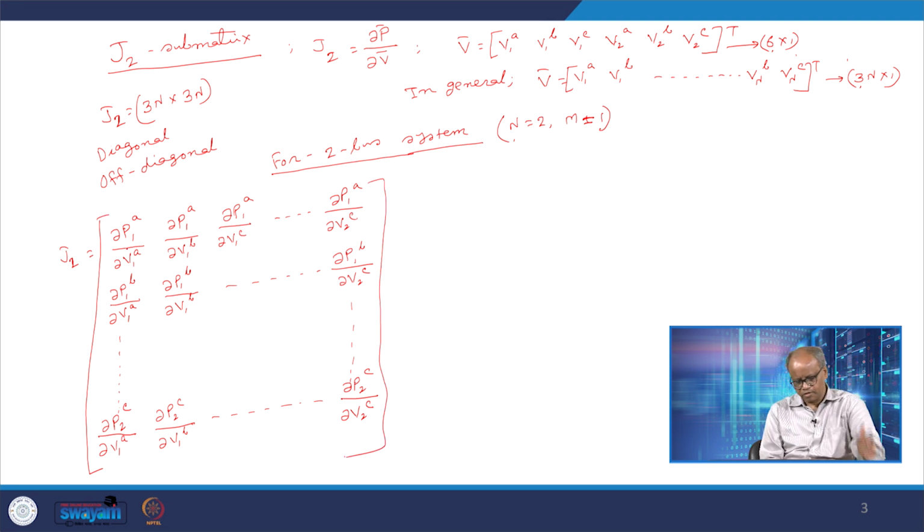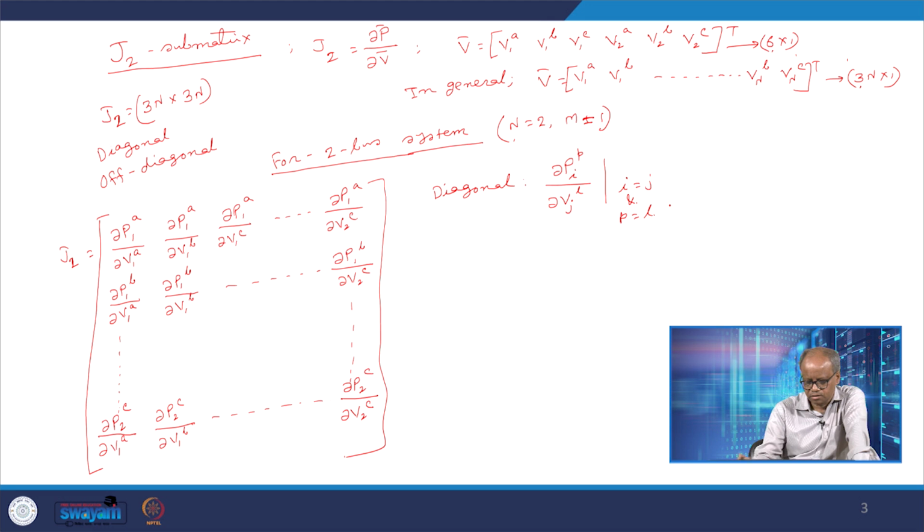Here also I have the diagonal terms where I is equal to J and P is equal to L, and all the non-diagonal terms have all other different combinations. So my diagonal terms are del PIP by del VJL, where I is equal to J and P is equal to L. I goes from 1 to n, J also goes from 1 to n, and P and L go over A, B, C. So that is okay.